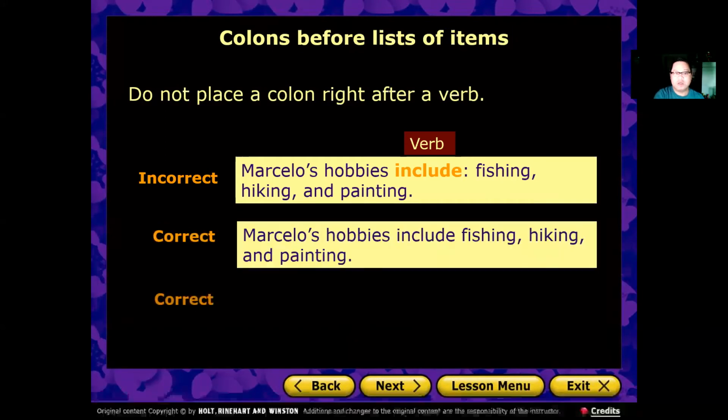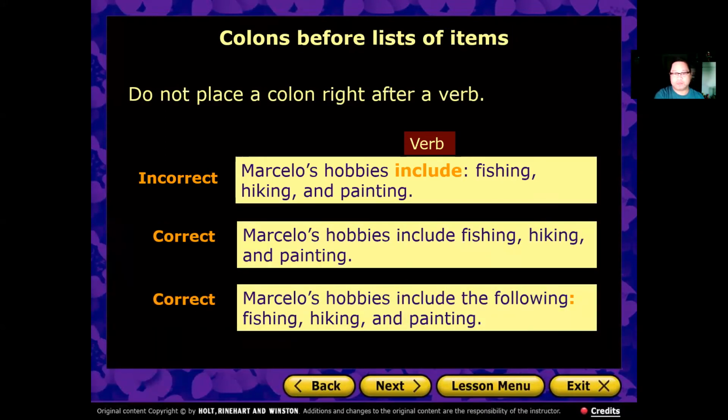Okay, so if you want to use a colon, you're going to use the word "following." Marcelo's hobbies include the following, and then you are enumerating. Put a colon right there, like these examples, okay?